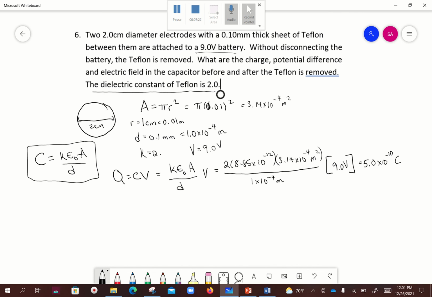Okay, so what else do we need to find? Charge, potential difference, and electric field. Well, the voltage, of course, is 9 volts because it's hooked up to the battery. And the electric field is V over d. So that's 9 volts over 1 times 10 to the minus 4 meters. So I get 9 times 10 to the 4 volts per meter. Okay, so that's with the Teflon.